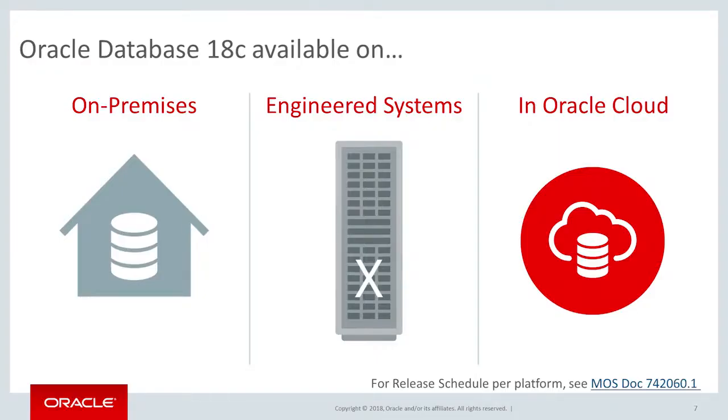Absolutely. So let's begin by looking at where Oracle Database 18c is currently available. Oracle Database 18c, the latest generation of Oracle Database, became generally available earlier this year. It's now available on premises on platforms like Linux and Windows. It's available on Oracle's engineered systems, in particular Oracle Exadata Database Machine and the Oracle Database Appliance. And it's also available as services in the Oracle Cloud. Now, we'll look at some of the specific aspects of Oracle Database 18c in a few moments.